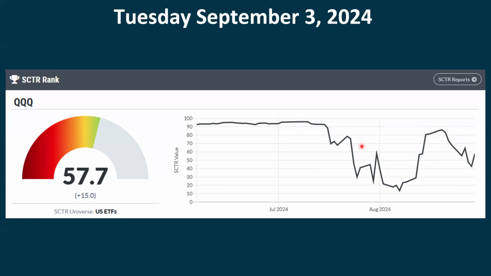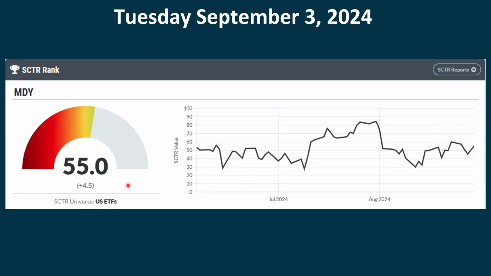And this is the tech sector and areas of real growth in the market. Now they're coming in above 50, but not really looking strong now at 57.7. Then we have the mid caps, which earlier in the year, for a few weeks there, was the strongest index. Well, it's fallen back, and now it's coming in with a score of 55.